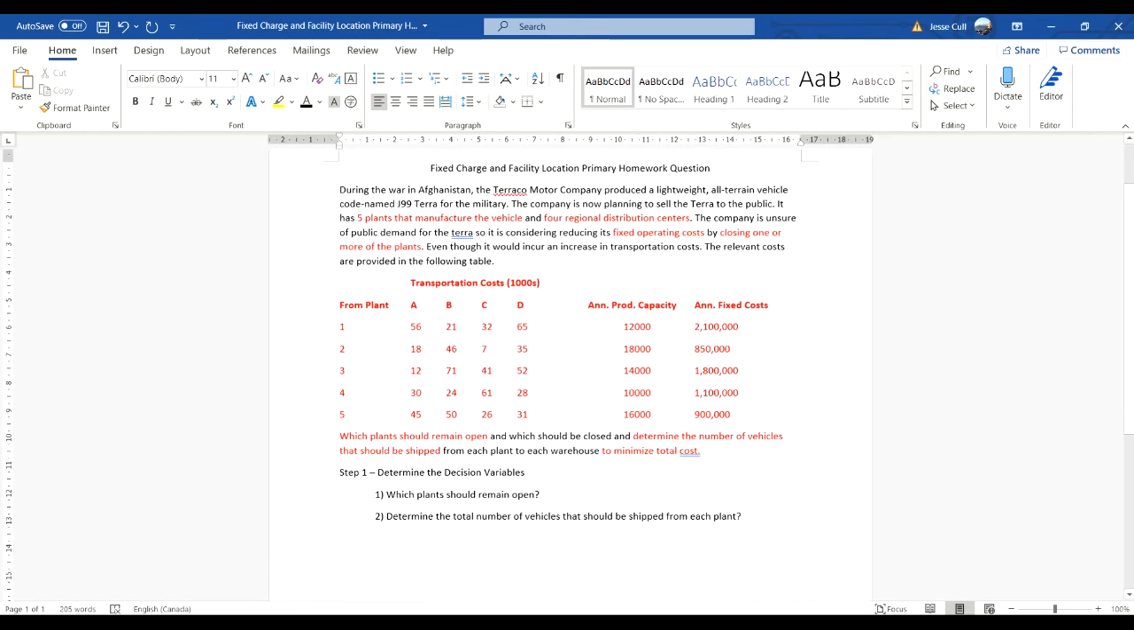So we have two different ideas here. We have to determine, number one, what plants are going to remain open. Plant 1, 2, 3, 4, or 5. Which of these are going to remain open? Which are going to close? Then we have to determine the total number of vehicles that should be shipped from each plant. This is not an easy thing to do because it's multiple ideas that we have to combine into one. So let's move to step 2.